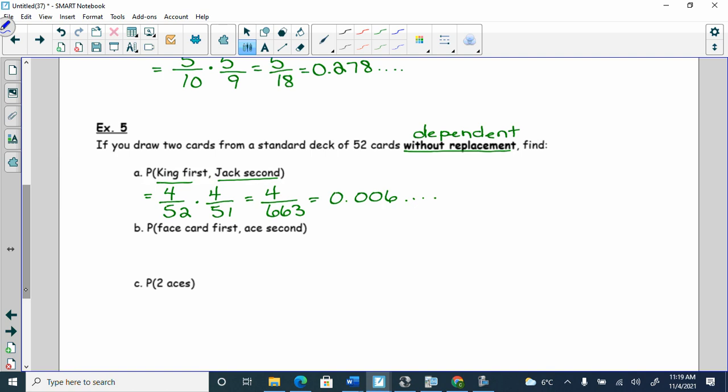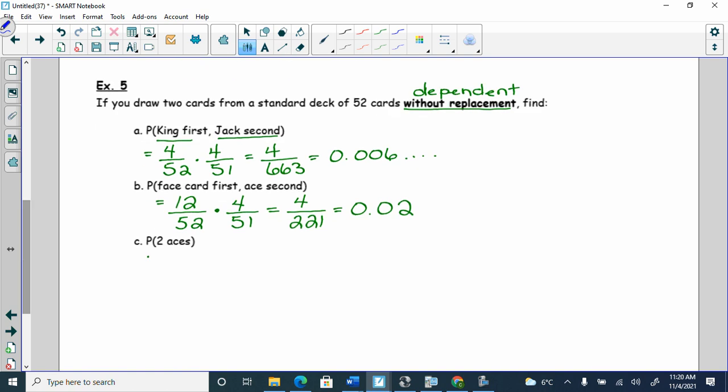Face card. How many face cards? 12 out of 52. Aces? 4 out of 51. So we get? Nope, 12. Jack, Queen, King, 4 suits. True, true. What do we get as a fraction? 4 over 221? And what is that? As a decimal? 0.02.